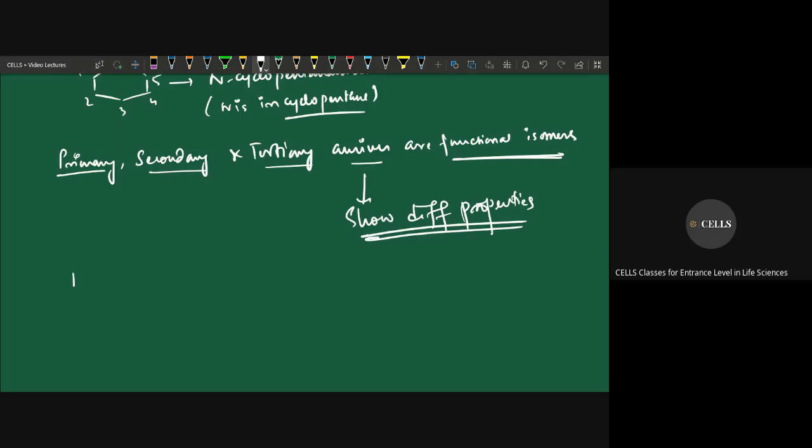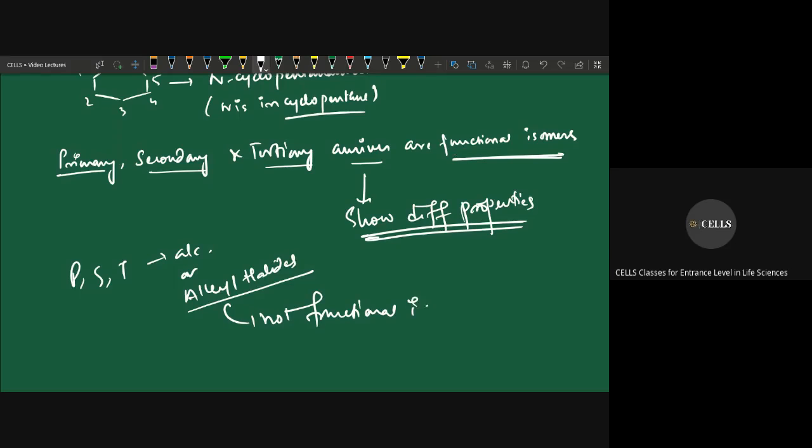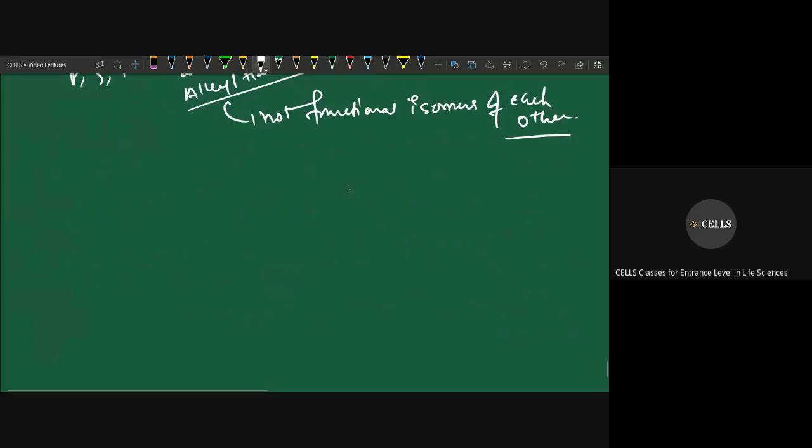But primary, secondary and tertiary alcohols or alkyl halides are not functional isomers of each other. This is a very important statement. They are not functional isomers of each other. Right. So there are some key points you need to remember. What are the key points?